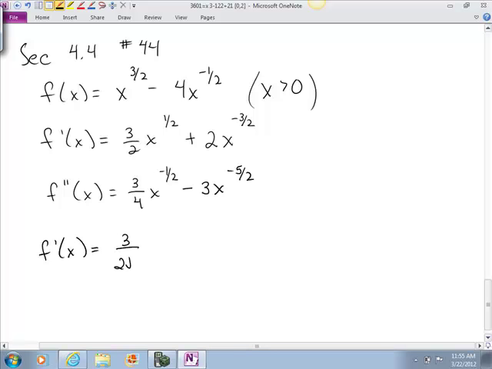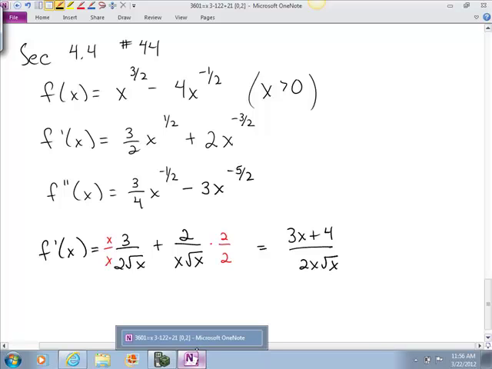This is 3 over 2 square root of x plus 2 over the square root of x cubed, which is x times the square root of x. Your common denominator here is going to be 2x square root of x. So you need to multiply this one by x over x, and this one by 2 over 2. This gives you 3x plus 4 over 2x square root of x.